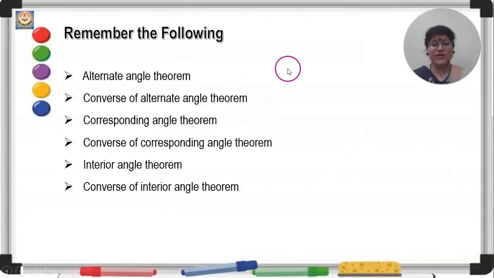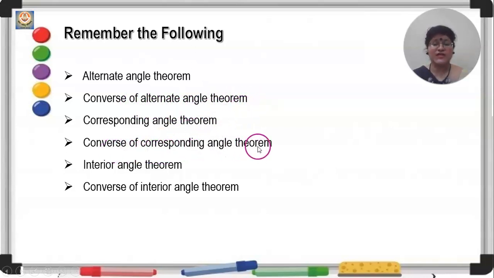Now remember the following theorems: alternate angle theorem and converse of alternate angle theorem. So what is the difference between alternate angle theorem and the converse? In alternate angle theorem, the statement is, when a transversal intersects two parallel lines, then the alternate angles so formed will be congruent. But in the converse of alternate angle theorem, the statement is, a transversal intersects two lines, and if a pair of alternate angles are congruent, then the lines become parallel.